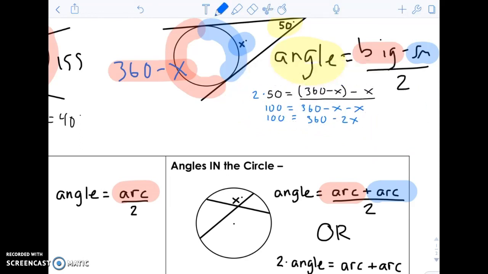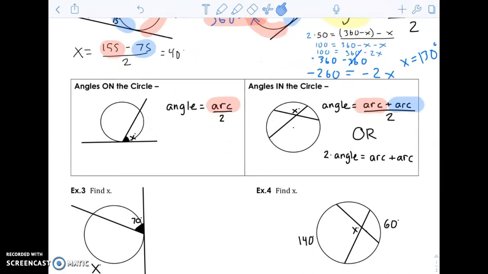Alright, so if I keep solving, I can now subtract 360 over to the other side. And if I do that, I would have negative 260 on the left. I would have a negative 2x. Don't forget about this negative sign right there. When you cancel off that 360, you still have a negative 2x left. Be careful. So now I could divide both sides by negative 2, and I find out that x is 130 degrees.